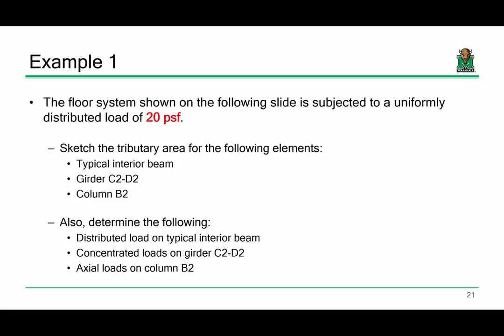But what we're going to do is an example looking at a given floor system. I want to know what the tributary area is for the following elements: a typical interior floor beam, C2-D2, which is one of the girders, and then column B2. I want to determine the load on an interior beam, the concentrated loads on a given girder, and the axial loads on that column. Ultimately, we're trying to turn this floor plan into a CE312 problem, a structural analysis problem that we're all quite familiar with, and I think you'll see how we do that quite easily.